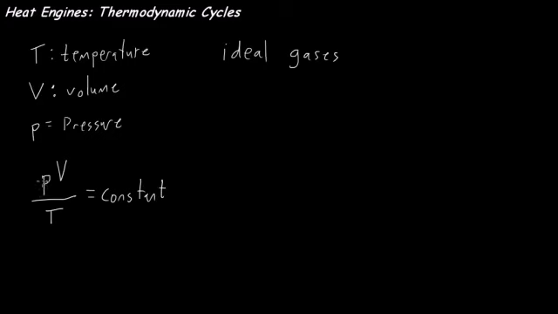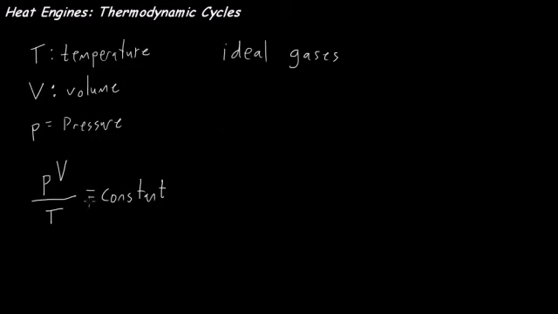So if this has to be a constant, if my pressure goes up and my volume stays the same, my temperature also has to go up. Otherwise this wouldn't remain constant. Or if I increase volume and keep temperature the same, then my pressure has to go down to keep this constant. So any of these variables can change in any combination.